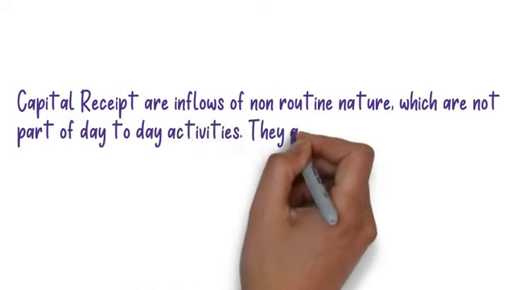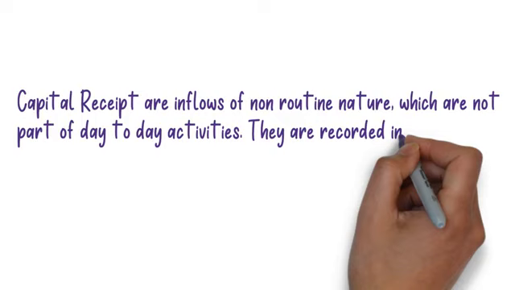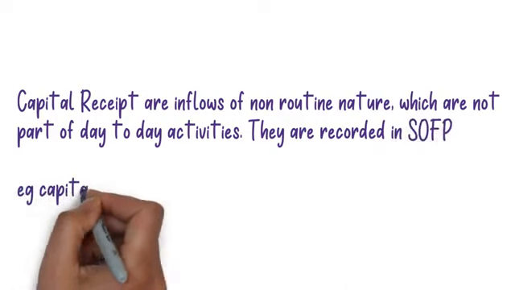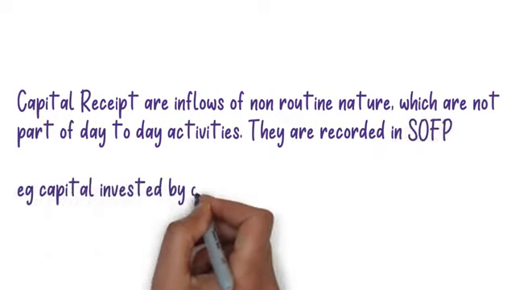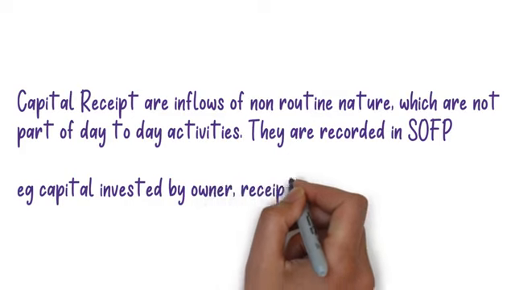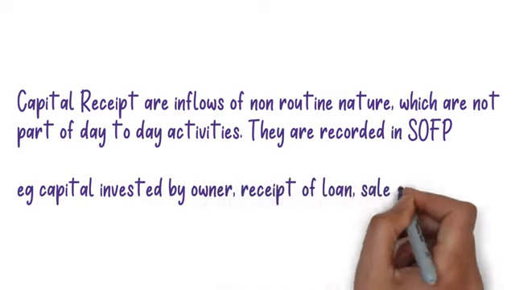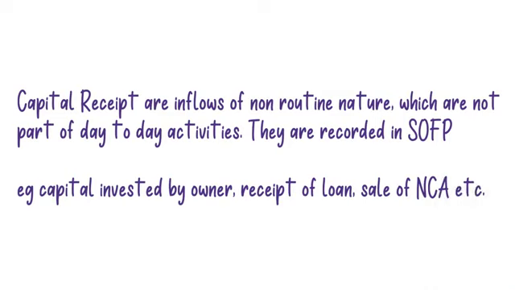Some example would be capital invested by owner. If the owner has invested money into the business, owner won't be investing into the business on daily or monthly basis. This would be non-routine in nature. If we have got a loan from the bank, again the loan is very non-routine transaction. If we have sold some of the non-current asset, these non-current assets won't be sold on a daily or weekly basis, because we don't want to sell our assets because these are of use in the business, and these are recorded in a statement of financial position, that is a balance sheet.